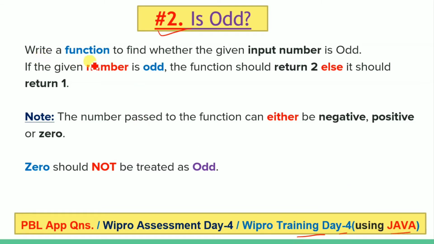And here the question is: write a function to find whether the given input number is odd. Here we have to write a function that will find whether the given input number is odd or not. It is also given that if the given number is odd, the function should return 2, else it should return 1. And one note has been given: the number passed to the function can be negative, positive or 0, and 0 should not be treated as odd.